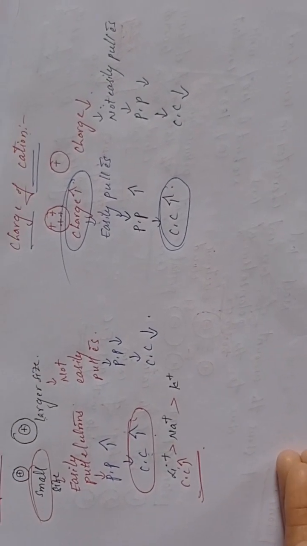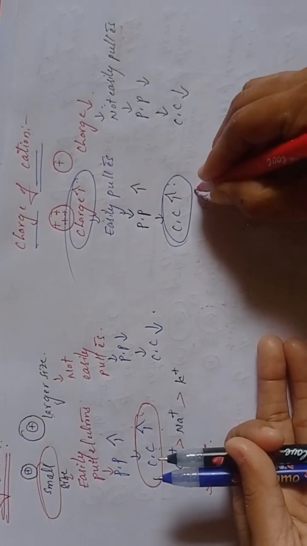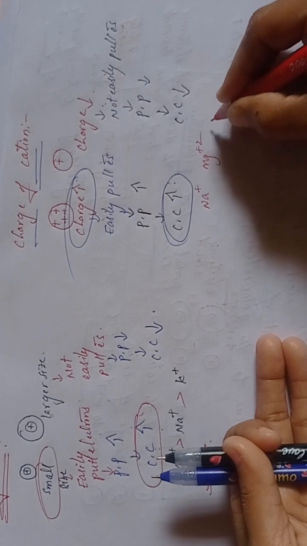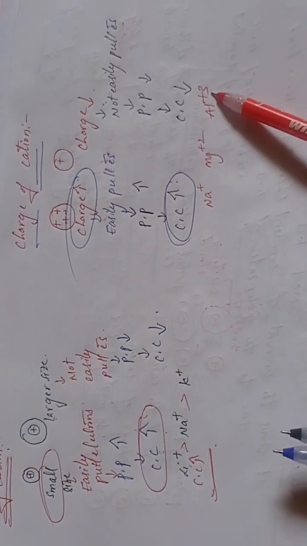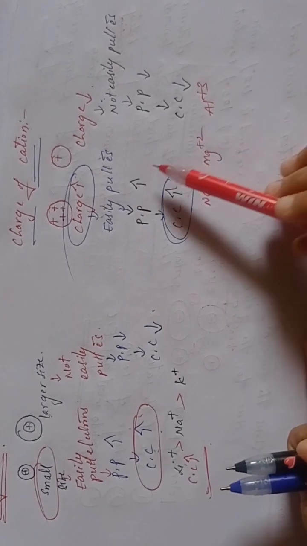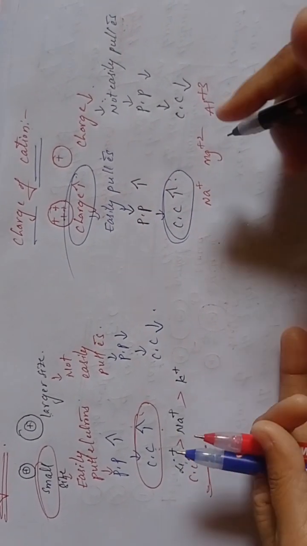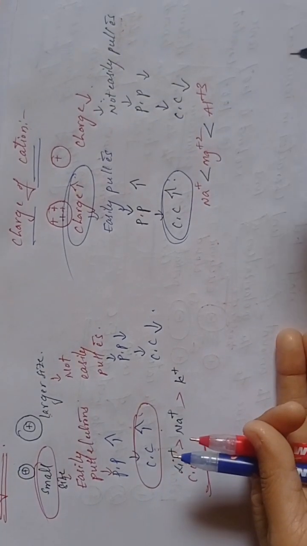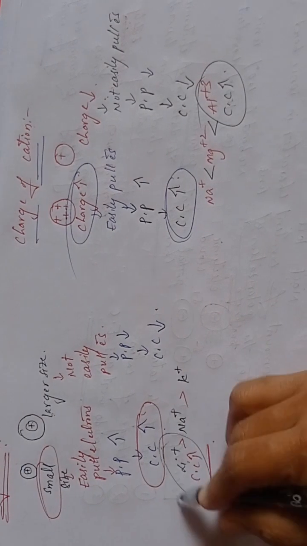Here is one example based on the charge of the cation: Na+, Mg2+ and Al3+. See here, which charge is more? Plus 1, plus 2, plus 3. So as the charge of the cation is more, the covalent character is more. So what is the order, students? Al3+ has the covalent character more. Clear?